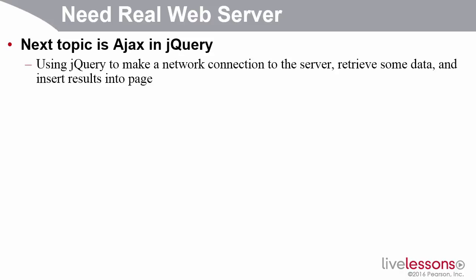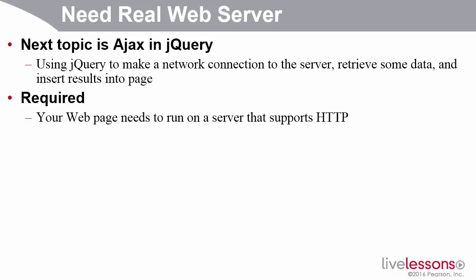Here's why. So we introduced jQuery in the previous section. But the next topic, the next several sections, in fact, look at using AJAX in jQuery. AJAX involves using jQuery, using JavaScript, to make a network connection to the server, retrieve some information, and do something with it, like inserting something into the page. Well, in order to make a network connection, you need to be on the network. And so your web page needs to run on a server, and that server needs to support HTTP. That's the network protocol used by web servers. So you can't do anything with AJAX and jQuery unless you're running on a web server.